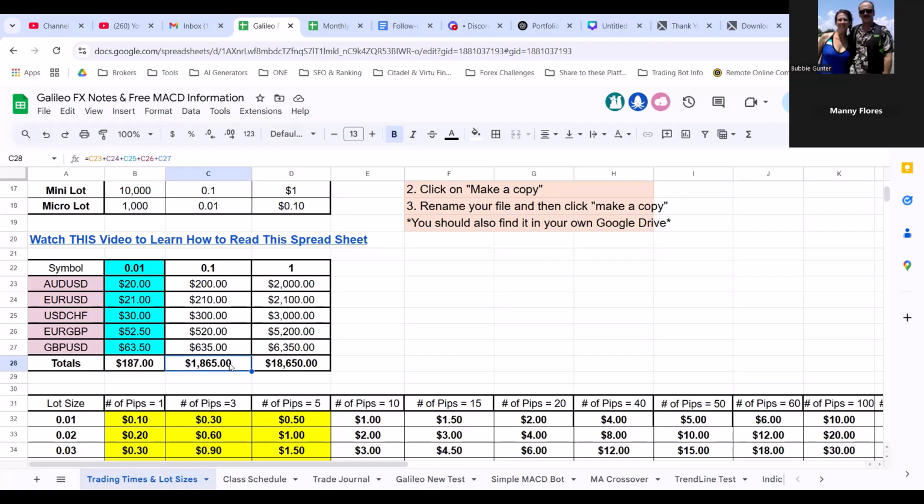Well, I got a question. In balance, that's not right, even counting free margin. If it took all my money at $1,865, I don't have any free margin, especially for mine, which I only have a limit of 500.